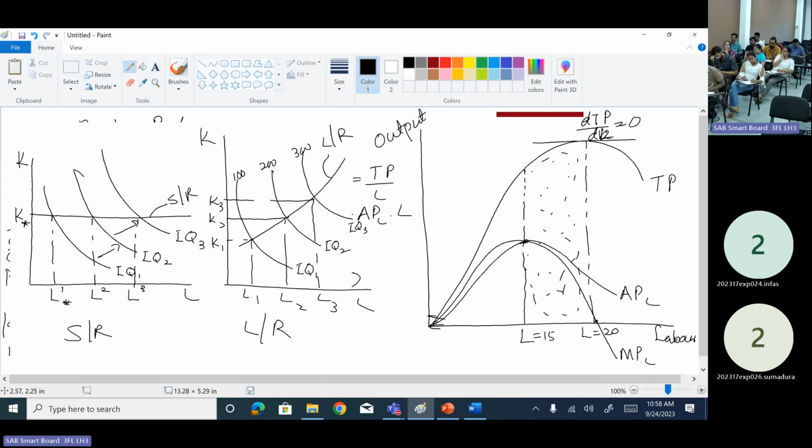And we know, based on that, the output or the product curve explains that.